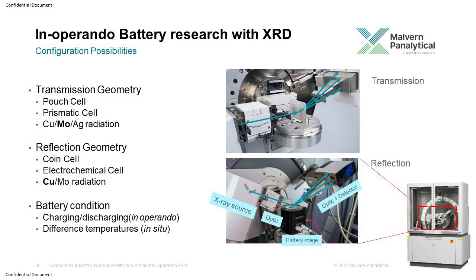Okay, so these are the different geometries that you can employ. This is the pouch cells. For the pouch cells, we can supply you a holder. Then you can put your pouch cell and do it in the transmission geometry. Or if you don't have that, we can provide you this electrochemical cell, and then you can assemble your cell into this electrochemical cell, and then you can do it in the reflection geometry.